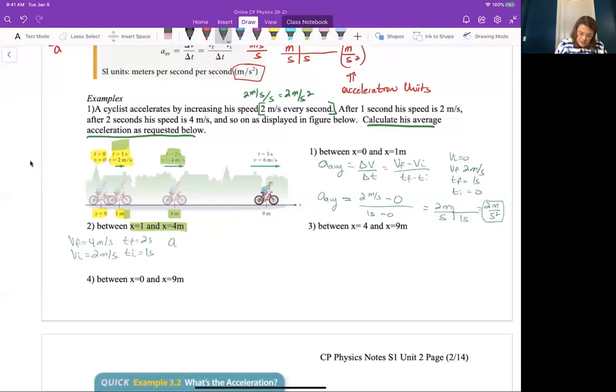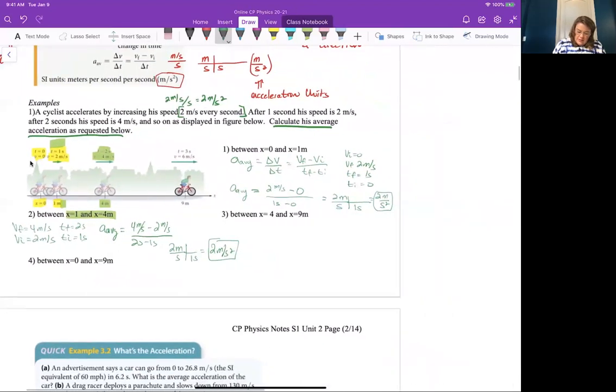And then I can just use my equation, which is V final, 4 meters per second minus 2 meters per second, divided by 2 seconds minus 1 second. And that gives me 2 meters per second divided by 1 second, 2 meters per second squared. Okay. Next, let's do some pink. We have between x equals 4 and x equals 9.